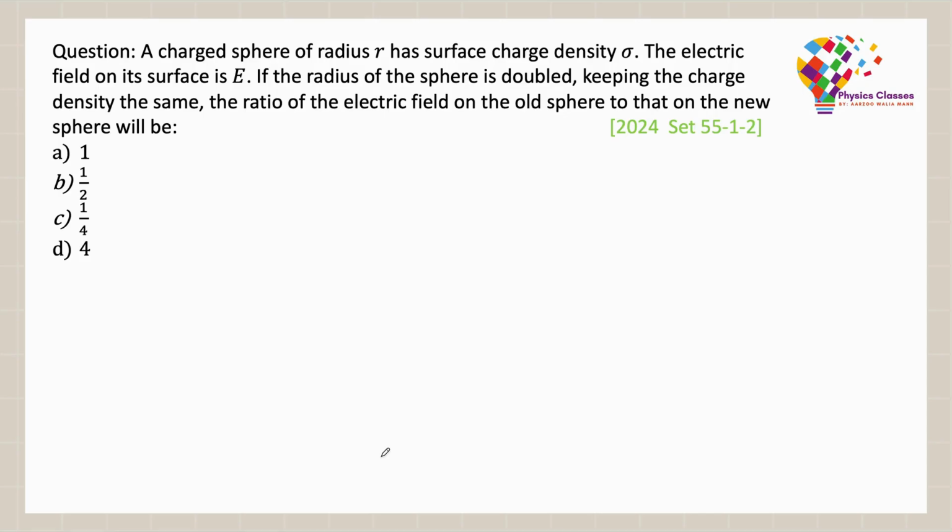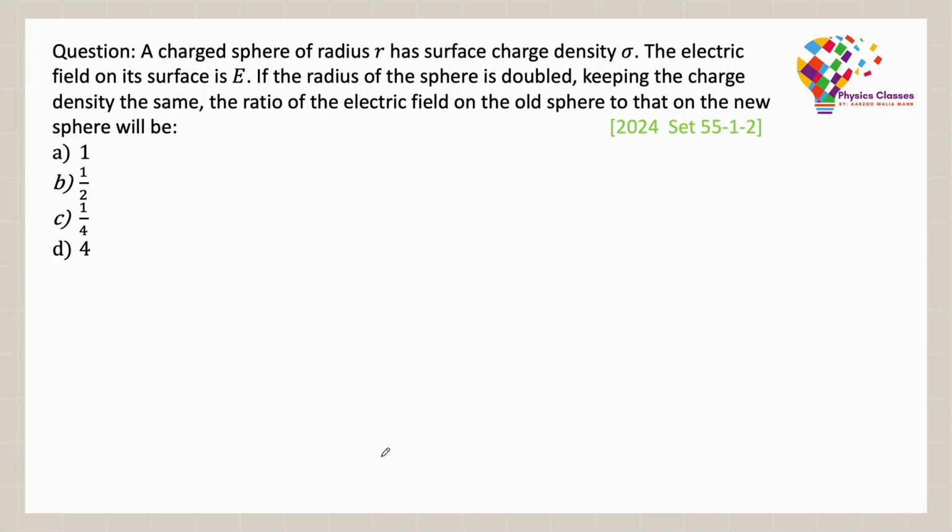It says that there's a charged sphere of radius r. It has a surface density sigma. The electric field on its surface is E. If the radius of the sphere is doubled, keeping the charge density the same, the ratio of the electric field on the old sphere to that of the new sphere will be. Now over here, this one is same as the electric field due to the spherical shell.